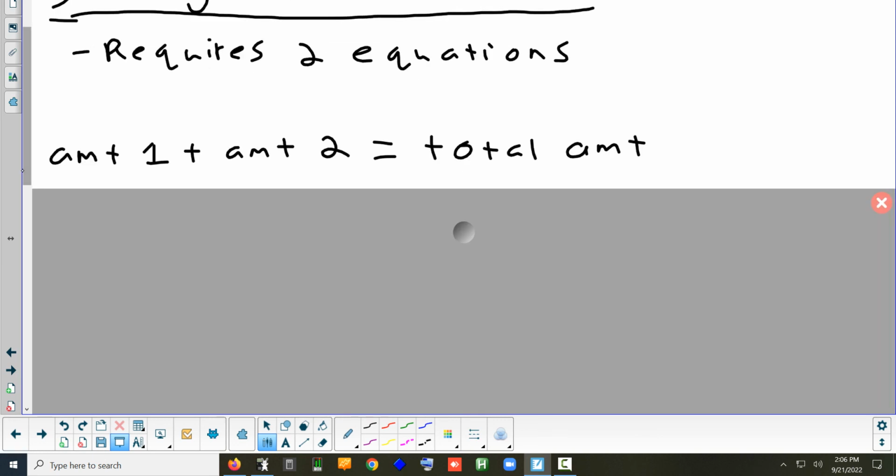So the first equation you set up, that's the easy one. Let's say that you use x liters for your first solution and y liters for your second one. You would do x plus y equals however much they want you to have, like 10. So the first equation you set up is for the amount.